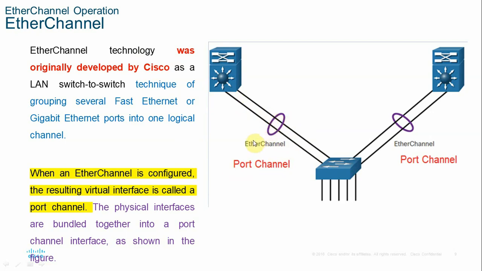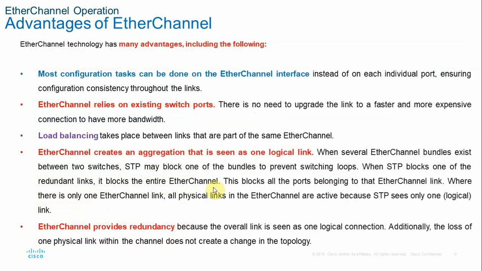Okay, why do we need this? One reason is redundancy. Another reason is that bandwidth will be increased. Okay, we can even group Fast Ethernet or Gigabit Ethernet ports. Then the advantage is that it relies on existing switch ports. I don't want to add any special feature for the port. You can use the same existing ports. Okay, and it creates an aggregation as a single logical link.